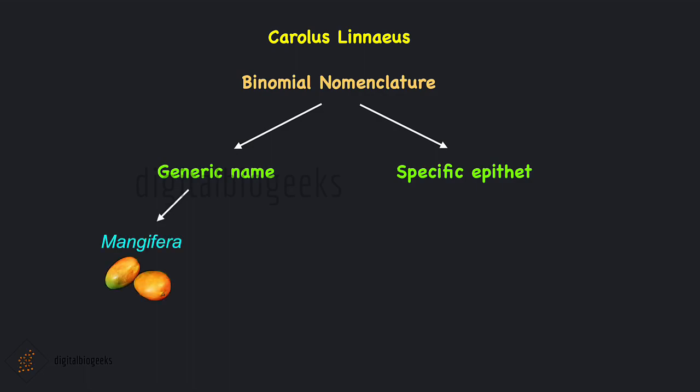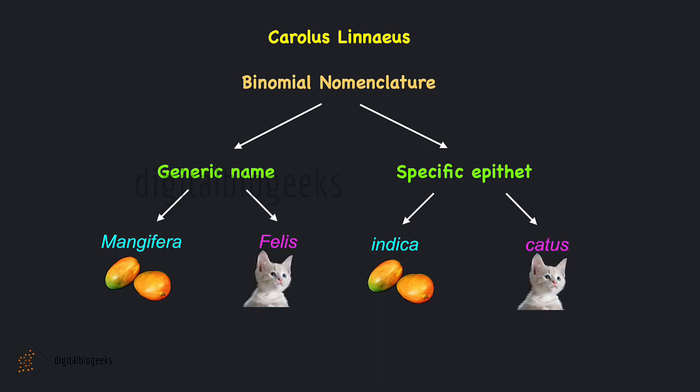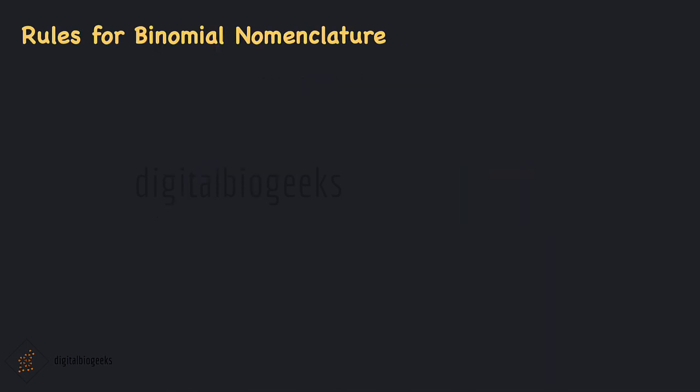For example, the scientific name of mango is Mangifera indica, where Mangifera is the genus and indica is the specific epithet. Similarly, the scientific name of cat is Felis catus, where Felis is the genus and catus is the species. There are some universal rules for the binomial nomenclature. Let's see which are they.